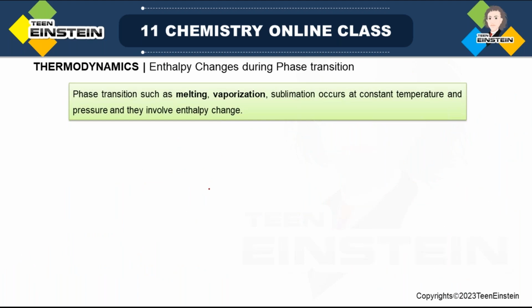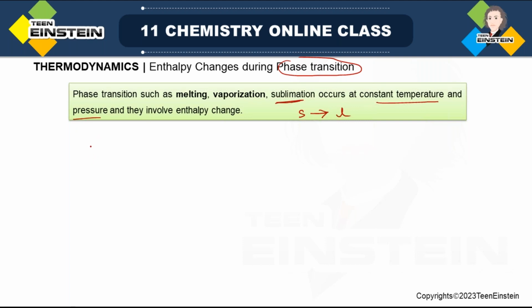Enthalpy change during different types of phase transition. Now, phase transition means what? Suppose from solid you are moving to liquid state, that is melting, or from liquid to solid, freezing. It may be vaporization, which means liquid to gaseous, it may be sublimation also. So sublimation is from solid state to gaseous state. Phase transitions like this, melting, freezing, vaporization, sublimation, occur at constant temperature and constant pressure.